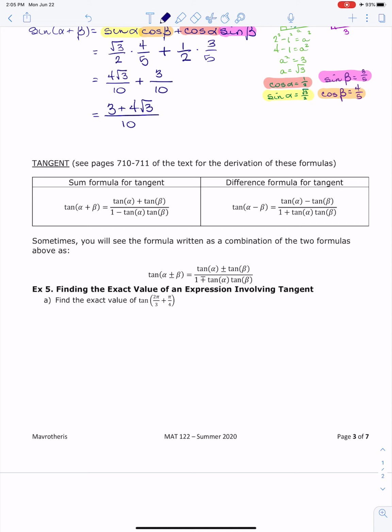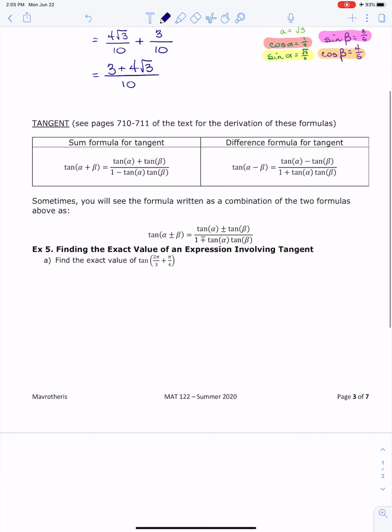Okay. We've got our combined formula here just to make it super interesting. Tangent of alpha plus or minus beta is going to be the tangent of alpha plus or minus the tangent of beta all over 1 minus or plus tangent alpha tangent beta. So you can see the sum formula for tangent and the difference formula for tangent look the same, other than how the operations, the plus and minus, are situated in there.